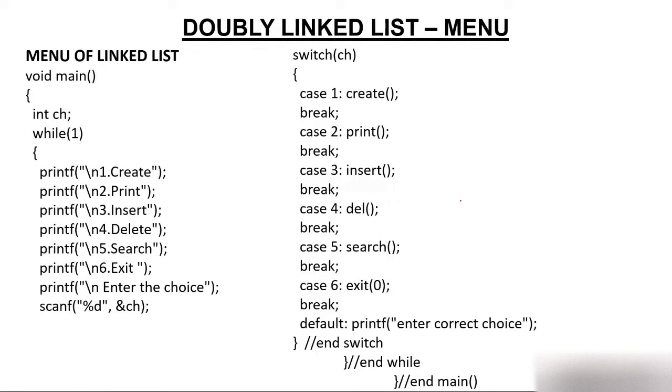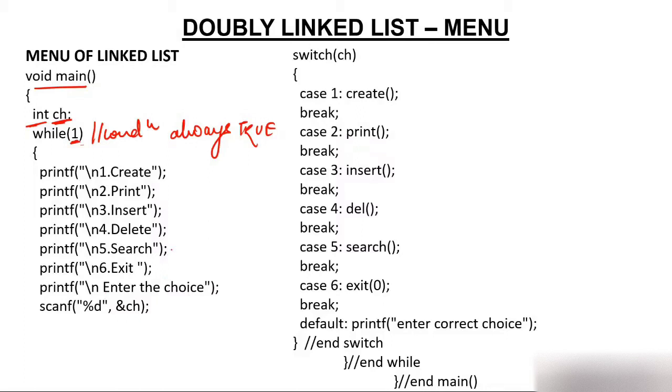So let's start with the menu first. In the menu you have different options. In function main, you have created a variable of integer type, and then while(1), the condition is always true. Why? Because if you put 1, 100, 500, -2 or -500 inside while, anything other than 0 is always true, so it will go inside the while loop. After entering you have different print statements: 1 for create, 2 for print, 3 for insert, 4 for delete, 5 for search, 6 for exit.